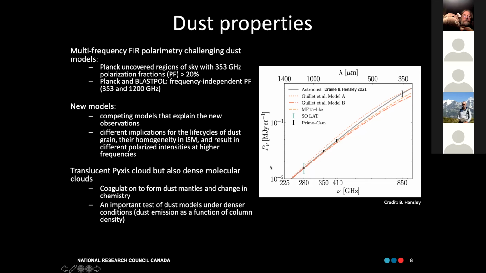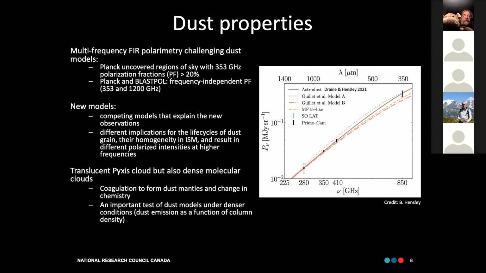Here we're showing polarized intensity as a function of frequency, and with the frequency coverage of FYST or PrimeCam and the resolution and sensitivity, we'll be able to distinguish between these models as we go to higher frequencies. This observation is for a 15 arc-minute observation toward the Pyxis cloud, and we'll have a series of these 15 arc-minute observations. So we'll have a good sample to examine dust models and compare them against each other.